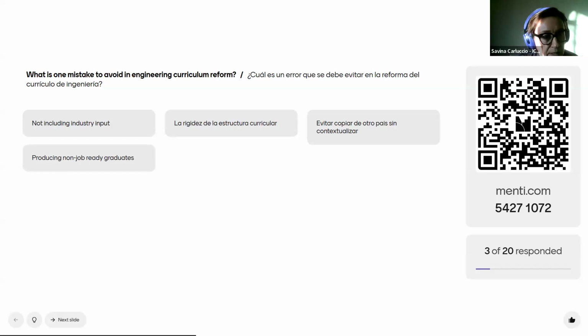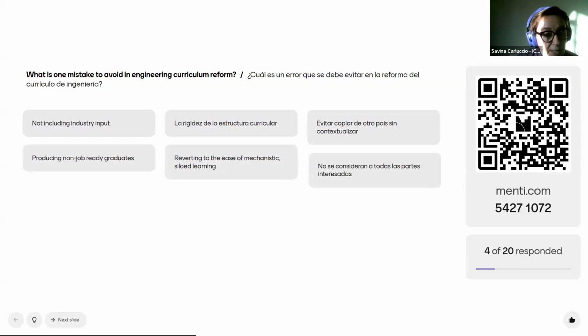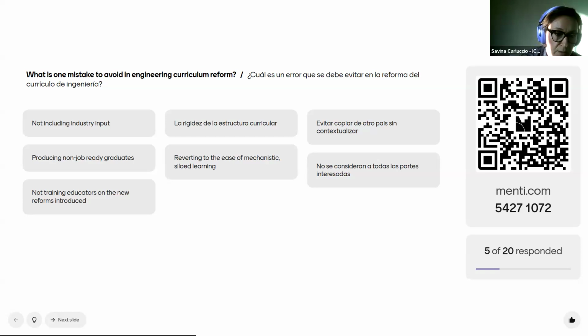So let's see some answers here. What one mistake to avoid in engineering curriculum reform? So yes, rigidity, the curriculum, siloed learning. Yes, we want to avoid the kind of mechanistic siloed learning. Not including industry input. I'm sure this comes from our industry participants that obviously have a very good point on how the industry really needs to be the source of the real world problems that the students need to be dealing with in those new learning approaches, challenge based and so forth.